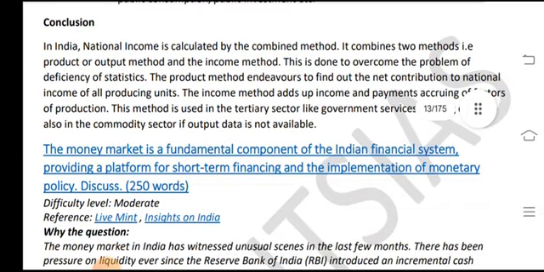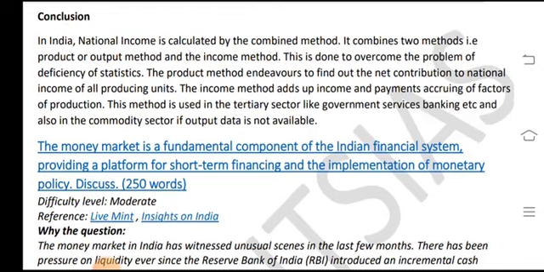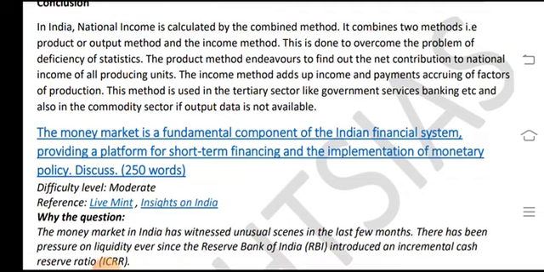Conclusion. In India, national income is calculated by the combined method, which combines the product or output method and the income method. This is done to overcome the problems of the deficiency of the statistics in the production method.